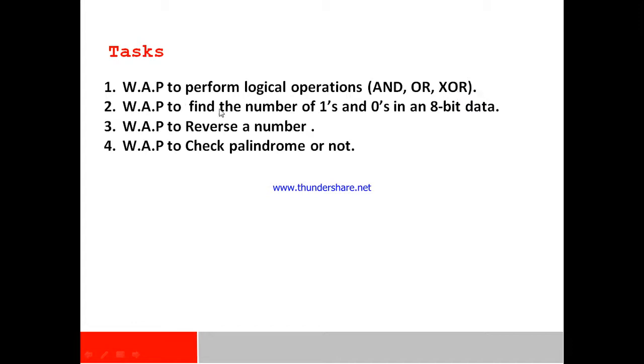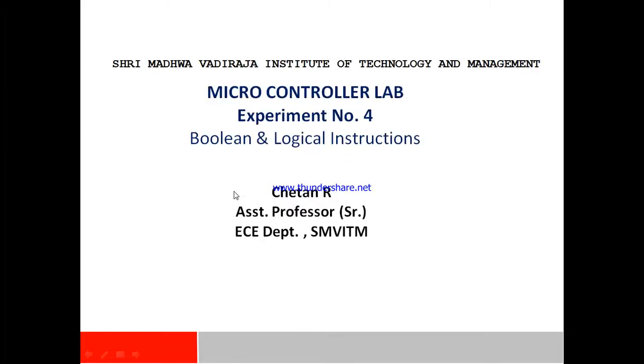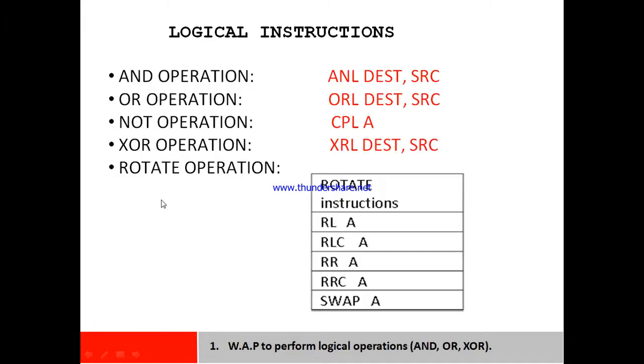In the second task, we have to find out the number of ones present and zeros present in a given 8-bit data or 1 byte data. The third task is to write a program to reverse a given data. The fourth one, we have to find out whether the given data is a palindrome or not. So this program is related to reversing a number, then finding out whether the given data is a palindrome or not. So the four tasks help us understand the Boolean and logical instructions. Let's move to the first one.